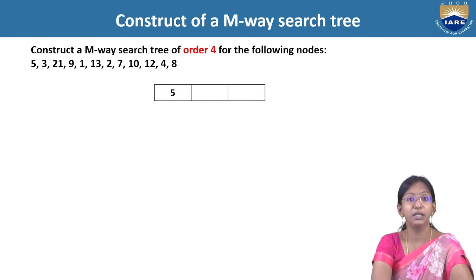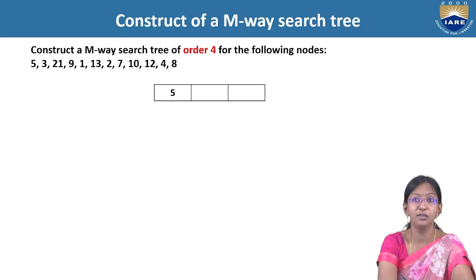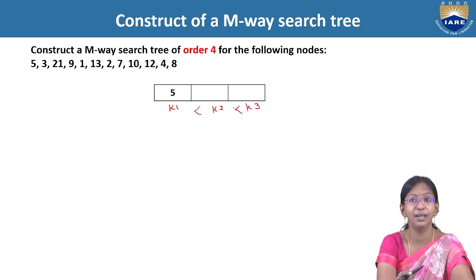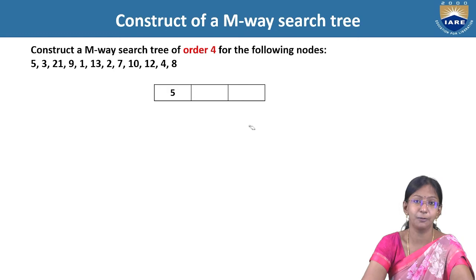And what should be the nature of these 3 key values? Say K1, K2 and K3. What must be the nature? K1 must be less than K2 and K2 must be less than K3. Right? So please keep these points in your mind and let's start constructing.